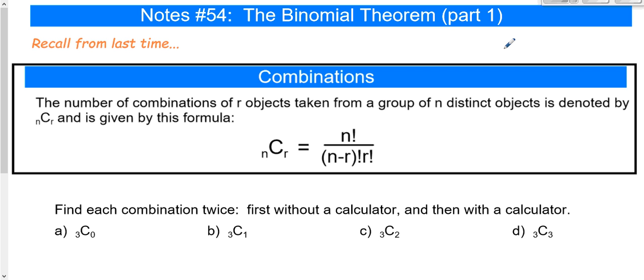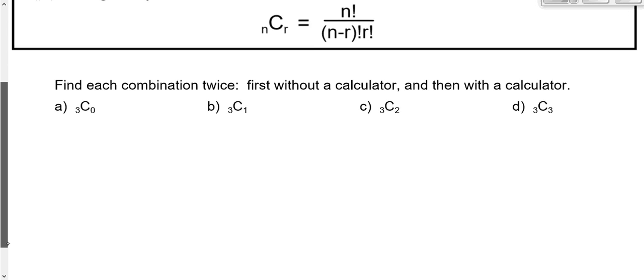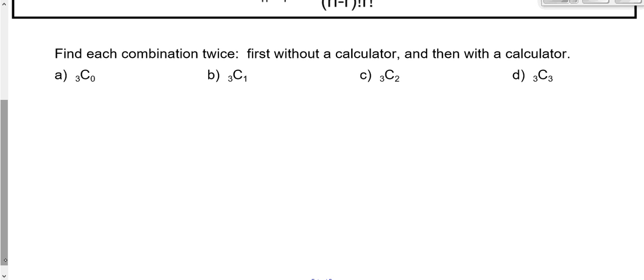So remember that in our last lesson we talked about combinations, and in combinations order doesn't matter. You're finding the number of ways you can do something, and we did this specific problem where we found the combinations 3 choose 0, 3 choose 1, 3 choose 2, and 3 choose 3. And we got the numbers 1, 3, 3, and 1.